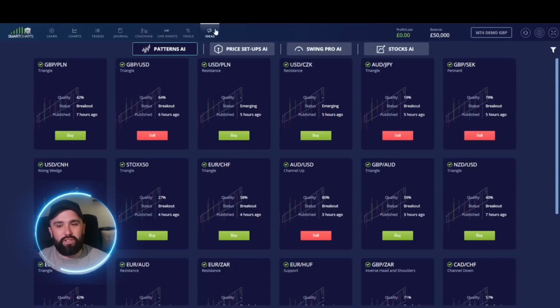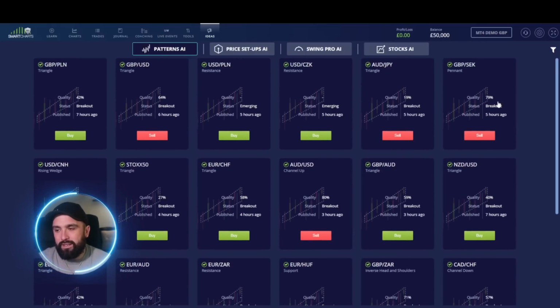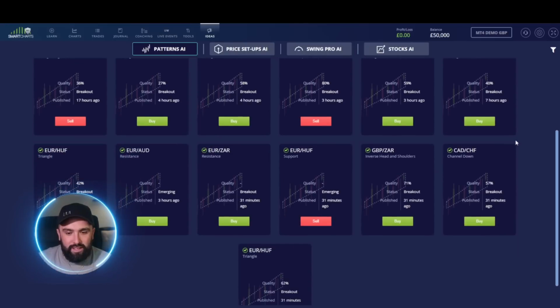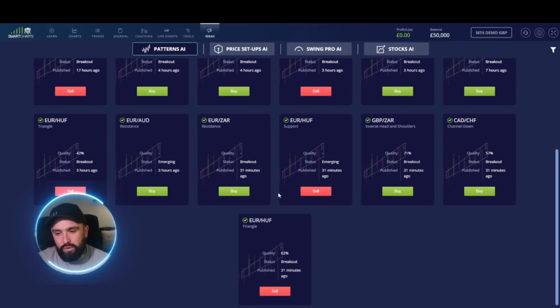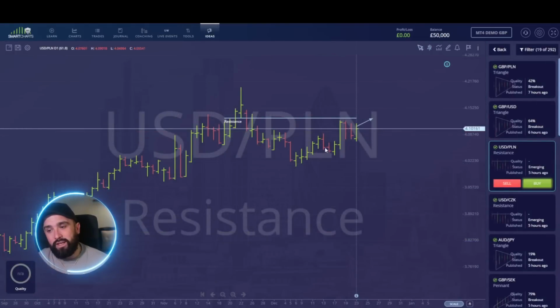Now the final section is ideas. Okay, so we've got patterns AI and we've got ideas. So we can see that GU, they've identified a possible triangle, status breakout, published 6 hours ago, quality was 64%. So you can see that some of these obviously is like 19%, but then some are 79%, and I've seen as high as like 91 or 92% before, but these are totally different. They're totally good ones. If you click on it, it will give you that analysis and the resistance line and can show you exactly how.